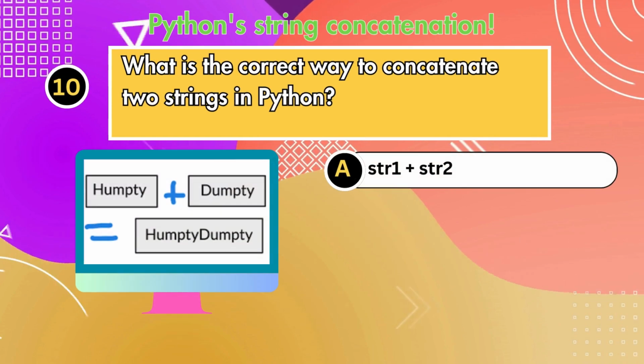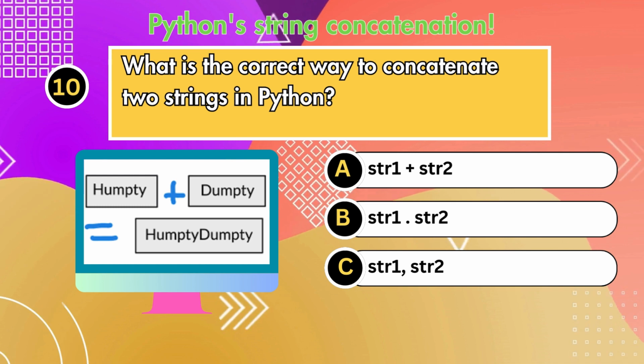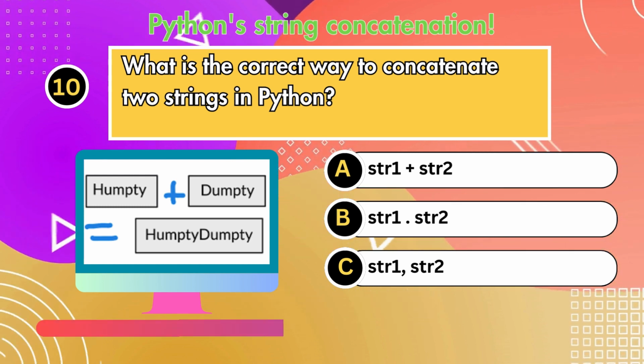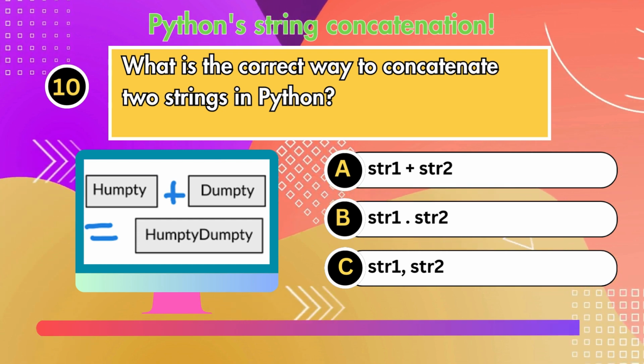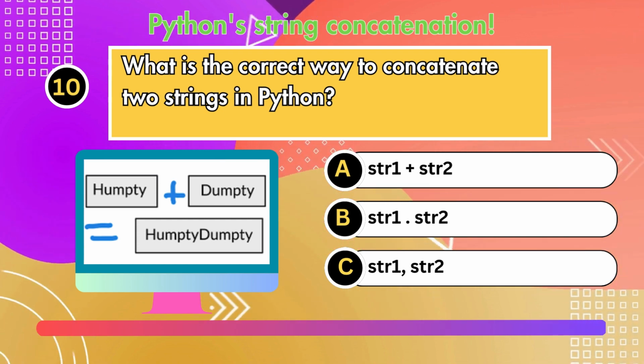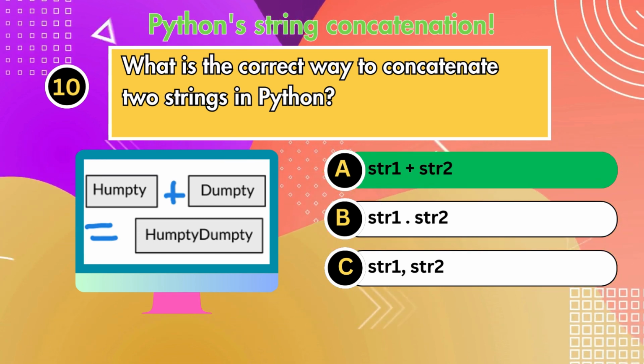What is the correct way to concatenate two strings in Python? A. str1 plus str2. B. str1. str2. C. str1, str2. Answer is str1 plus str2.